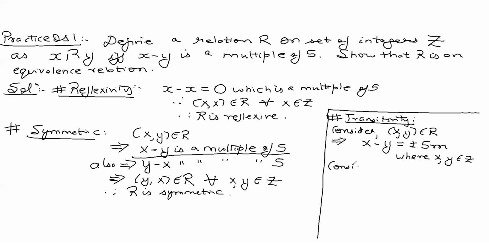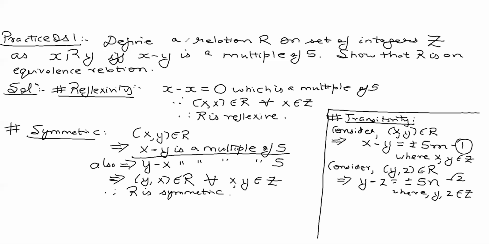Consider y comma z belonging to R. It implies y minus z is also a multiple of 5, so plus minus 5n, where y and z are integers.